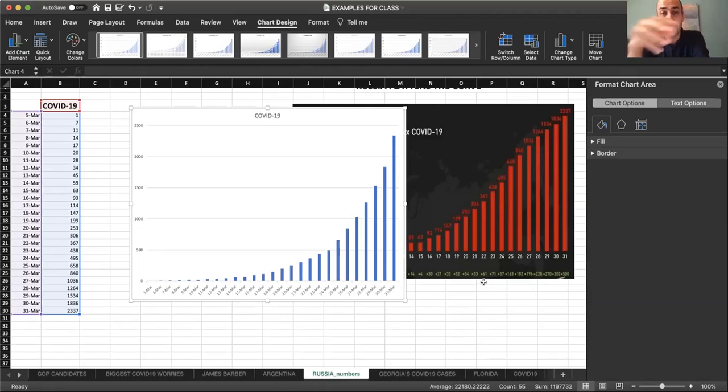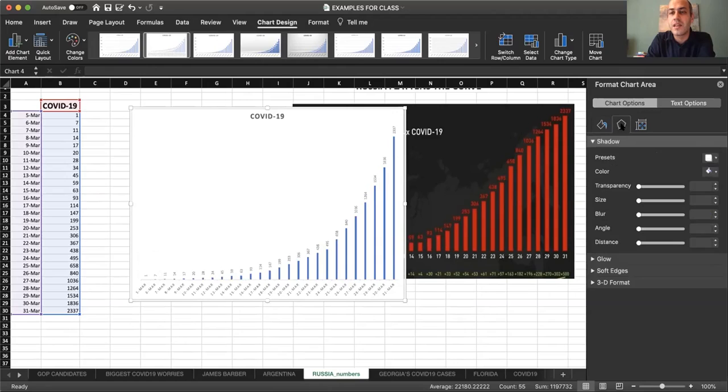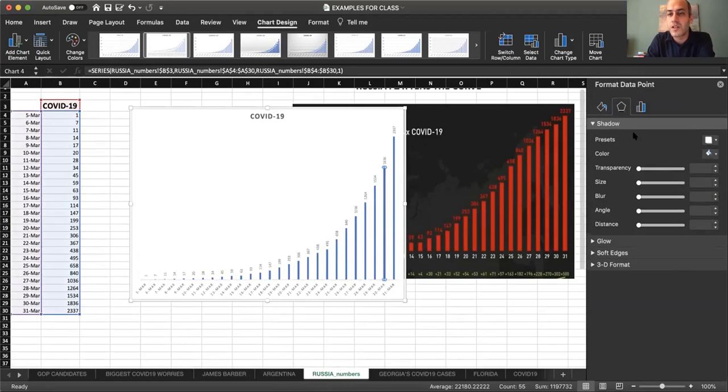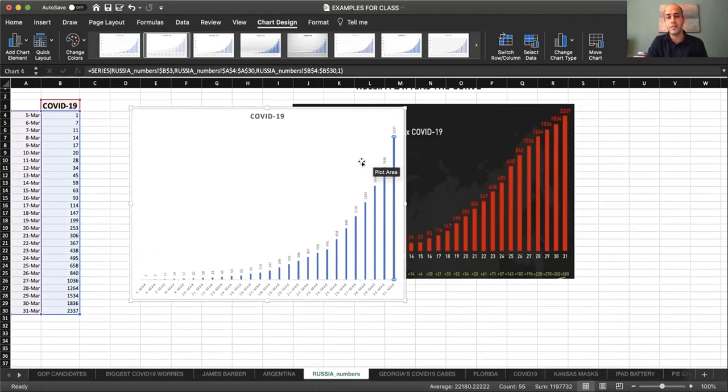So this is Russia's number, and if you want, you can put the numbers here too. There are lots of things you can play with, and if you are interested, I can show you different options for these bar charts to make them look better. But my point is always pay attention to the y-axis, okay?